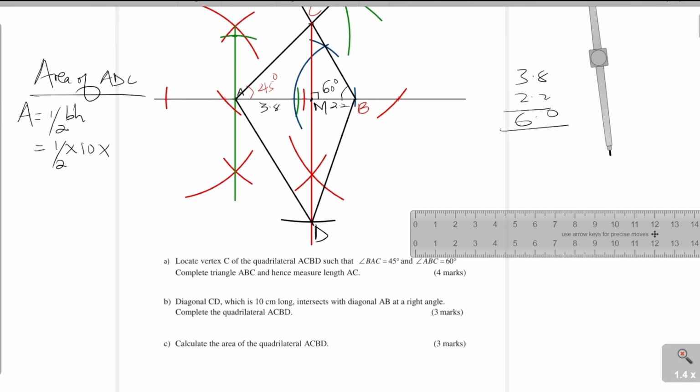So a half times base times the height, which is 3.8. Half of 10 is 5. So we multiply that. 5 times 3.8 will give 19. That will give 19 centimeters squared.